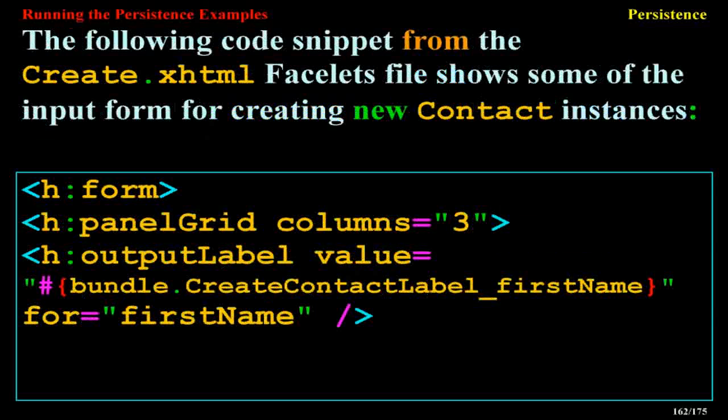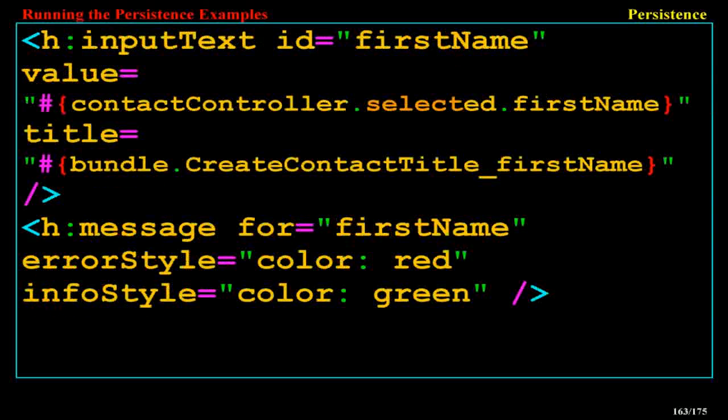The following code snippet from the create XHTML facelets file shows some of the input form for creating new contact instances. h:form, h:panelGrid columns equal 3, h:outputLabel value equal bundle.CreateContactLabel_firstName for equal firstName, h:inputText id equal firstName value equal contactController.selected.firstName title equal bundle.CreateContactTitle_firstName, h:message for equal firstName errorStyle equal color: red infoStyle equal color: green.